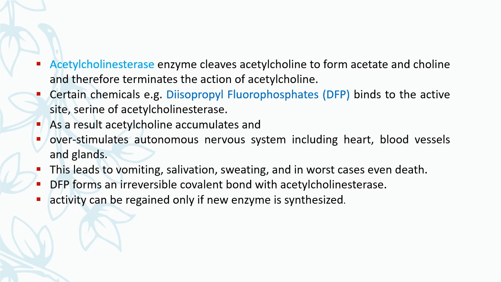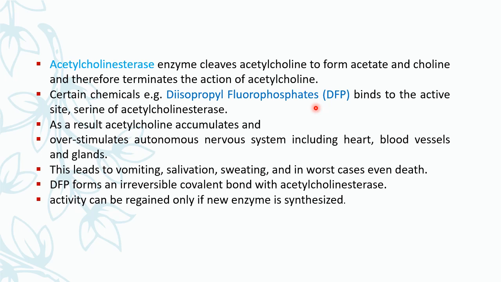Now a certain chemical named diisopropyl fluorophosphate, DFP, binds to the active site serine of the acetylcholine esterase. I have already told you serine is a very common amino acid found in the active center of enzymes. Like aspirin binds with the serine residue in cyclooxygenase, here also in the active center of acetylcholine esterase there is a serine group, and the diisopropyl fluorophosphate binds with the active site of the acetylcholine esterase enzyme by binding with the serine residue.